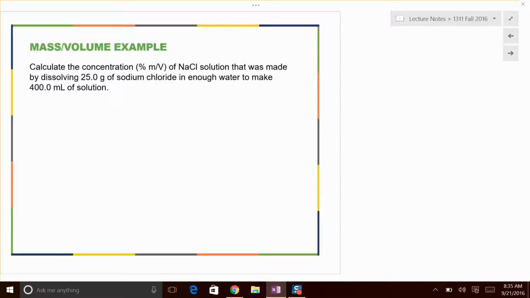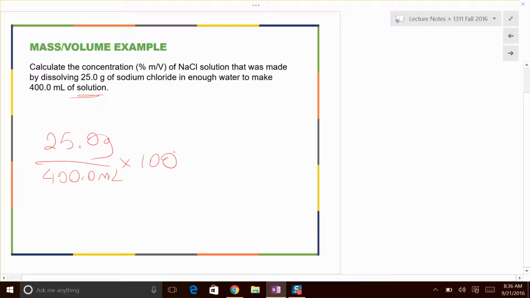So calculate the concentration percent mass per volume of sodium chloride solution that was made by dissolving 25 grams of sodium chloride in enough water to make 400 milliliters of solution. They told us the milliliters of the final volume of the solution is 400. So simply 25.0 grams divided by 400 milliliters times 100. That's how I'm going to calculate the mass per volume percent. It's that straightforward. It's that simple.